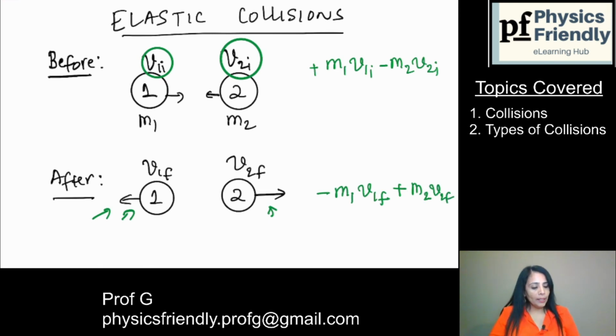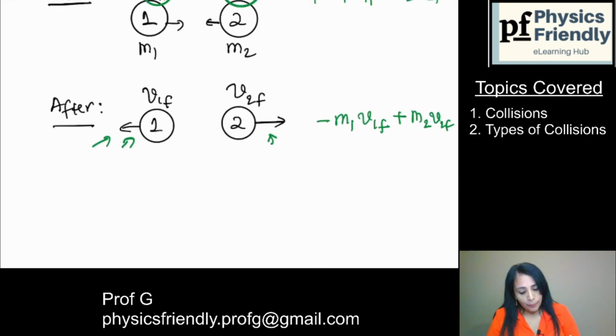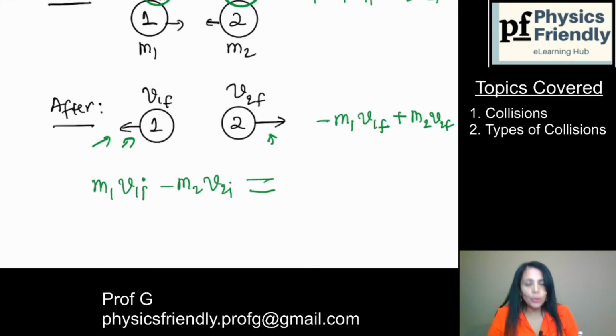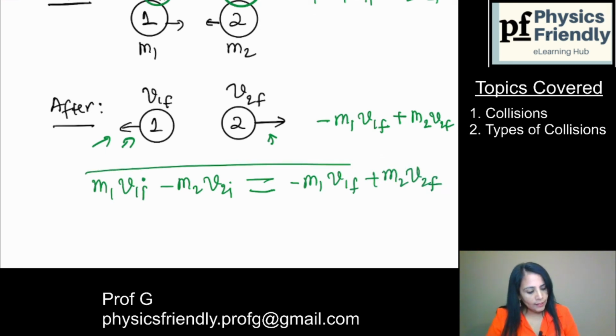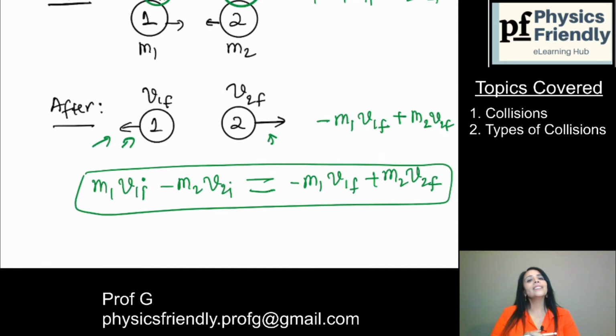So you can combine both of these equations now. m1 v1i minus m2 v2i equals, net momentum before collision equals net momentum after collision. So that would be negative m1 v1f plus m2 v2f, and that is how we set up so that momentum is conserved in collisions.